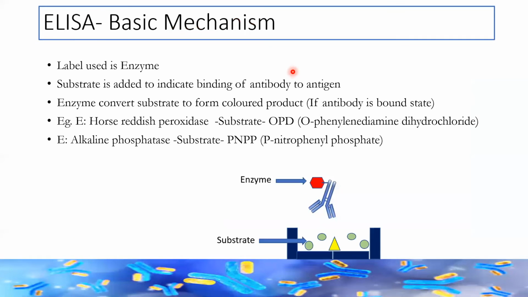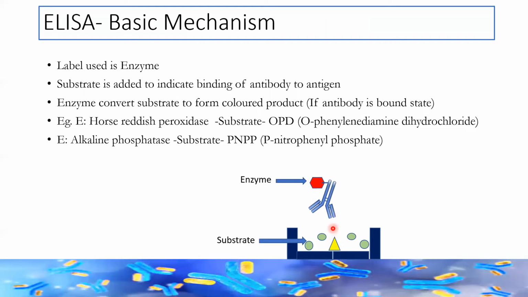Then let us look at the basic mechanism of ELISA. Whatever the type, direct, indirect, or sandwich ELISA, the basic mechanism is the same, which we will try to correlate with radioimmunoassay that we learned in the last lecture. ELISA, like radioimmunoassay, is based on an antigen and antibody reaction. So obviously there is an antigen and an antibody, and they are going to interact and give a reaction. These immunoassays are used when antigen and antibody are reacting in such a low concentration that we are not able to detect them.